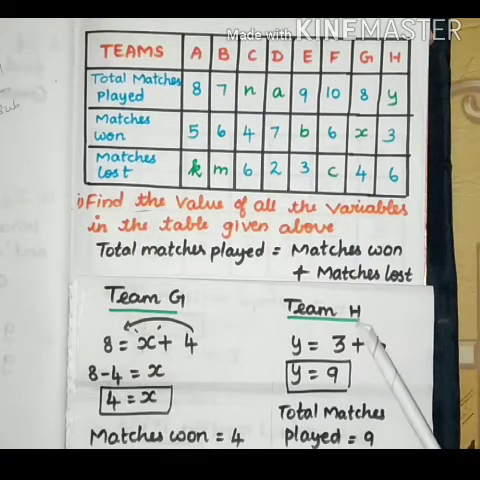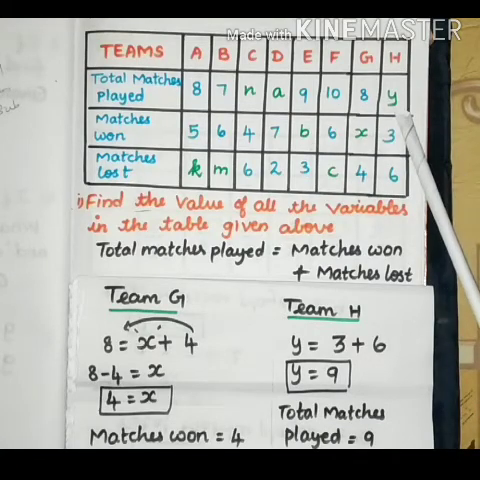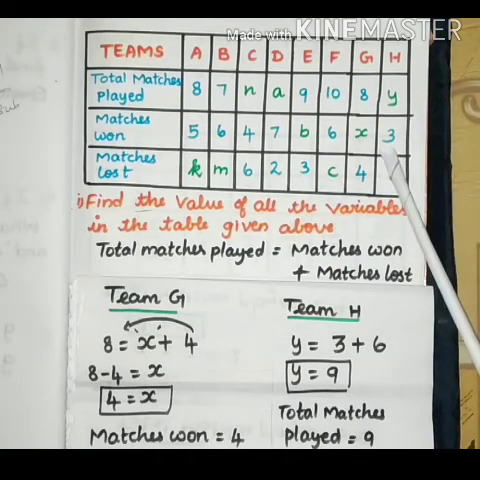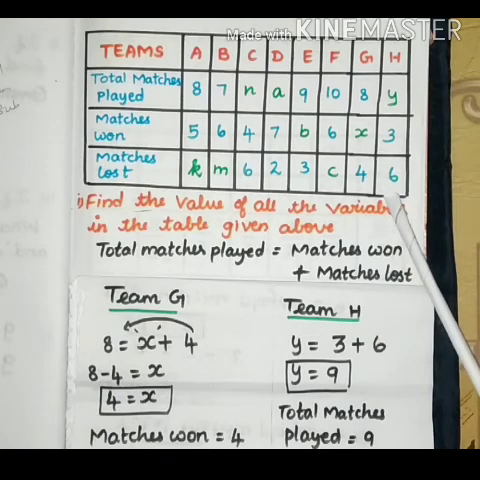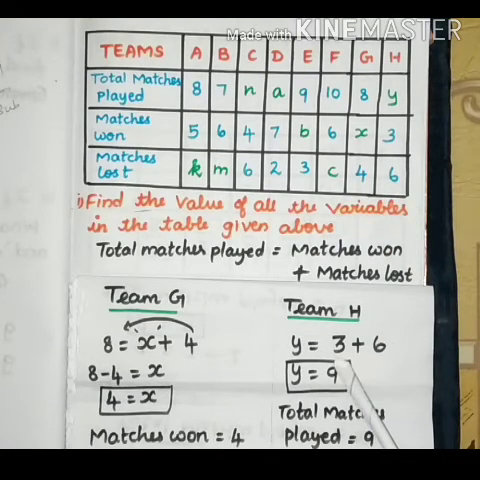Next, team H. Total matches played is not given. Matches won is 3. Matches lost is 6. Y equal to 3 plus 6. 3 plus 6 is 9. Y equal to 9. Total matches played equal to 9.